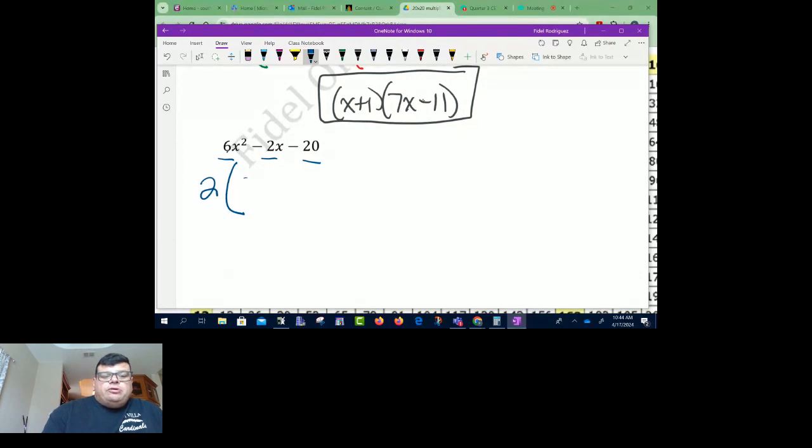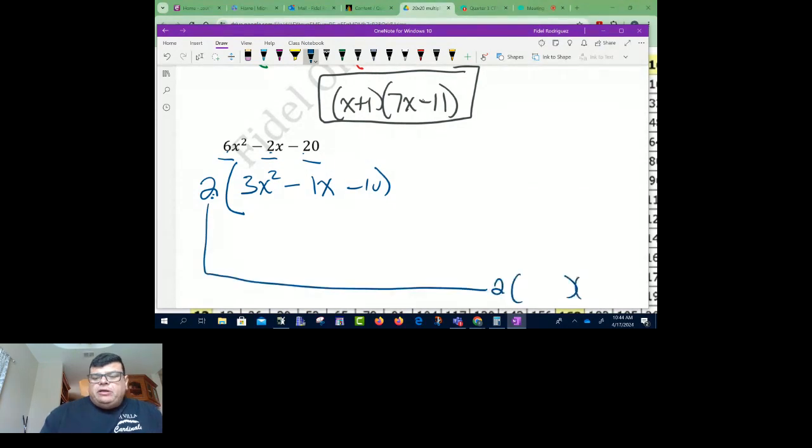So look, y'all, 2 goes into 6 3 times, 3x squared. 2 goes into 2 1 time, minus 1x. 2 goes into 20 10 times. Now, just like we did before, I'm going to put that 2 all the way down here. So we got a 3x squared, a minus 1x, and a minus 10. Still going to do the same thing. Multiply the first and the last. So 3 times -10, y'all, -30.